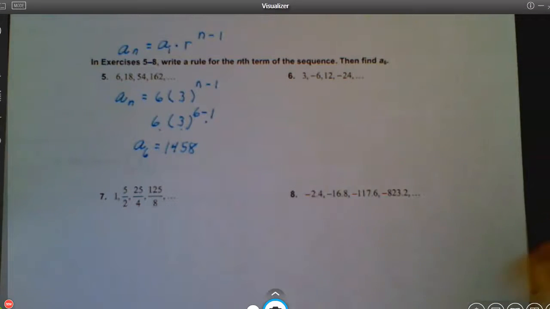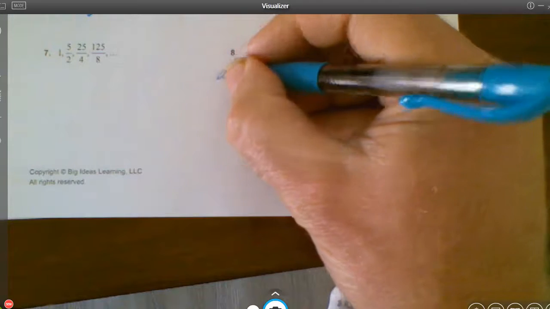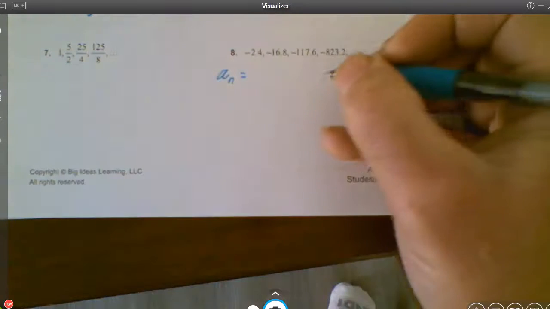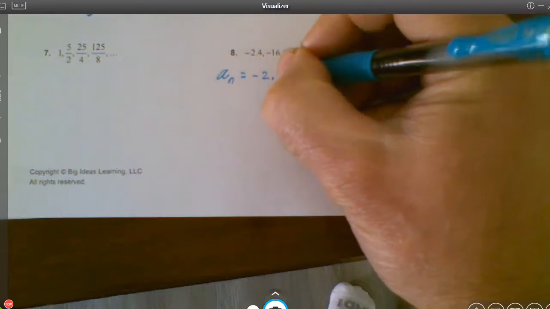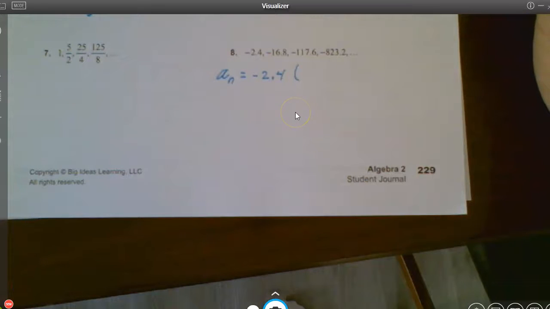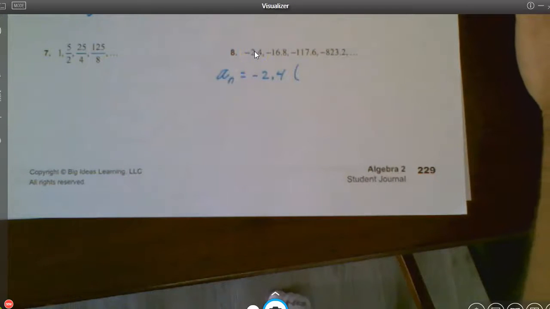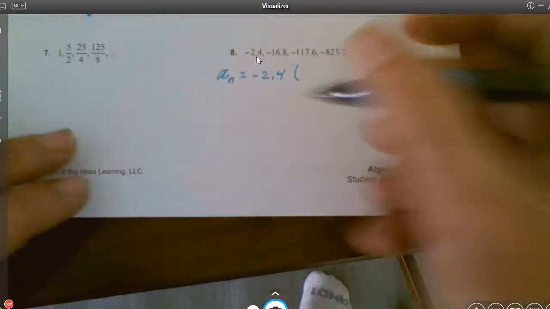So that's the new one of the day. I'm going to do number 8 real quick. If you want to pause the video and give it a try ahead of me, that would be awesome. Again, same formula. I'm going to need my first term, which is negative 2.4. I'm going to need my common ratio. The common ratio on this one is a little tough to see. Remember, you can take any term and divide it by the previous term to figure out your common ratio. So if I did this divided by this, it tells me my common ratio is 7.